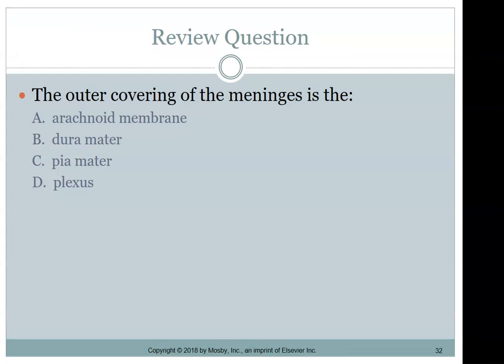Review question. The outer covering of the meninges is the: A. Arachnoid membrane, B. Dura mater, C. Pia mater, or D. Plexus. And the answer is B. Dura mater.